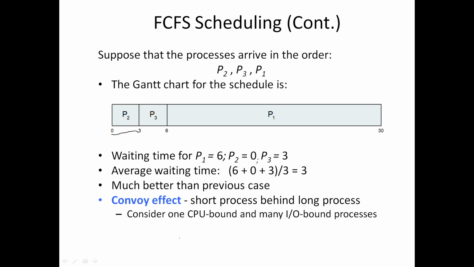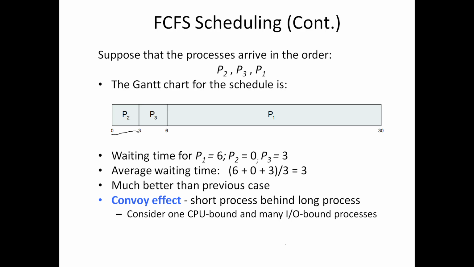Then from 7 to 30 P1 is executing. Now the waiting time for all the processes has changed, because the arrival order is different. The waiting time for P1 is 6, because P2 is executing from 0 to 3 and P3 is executing from 4 to 6. So the waiting time for P1 is 6. Then for P2 it is 0, because it comes first, so it is executed immediately.